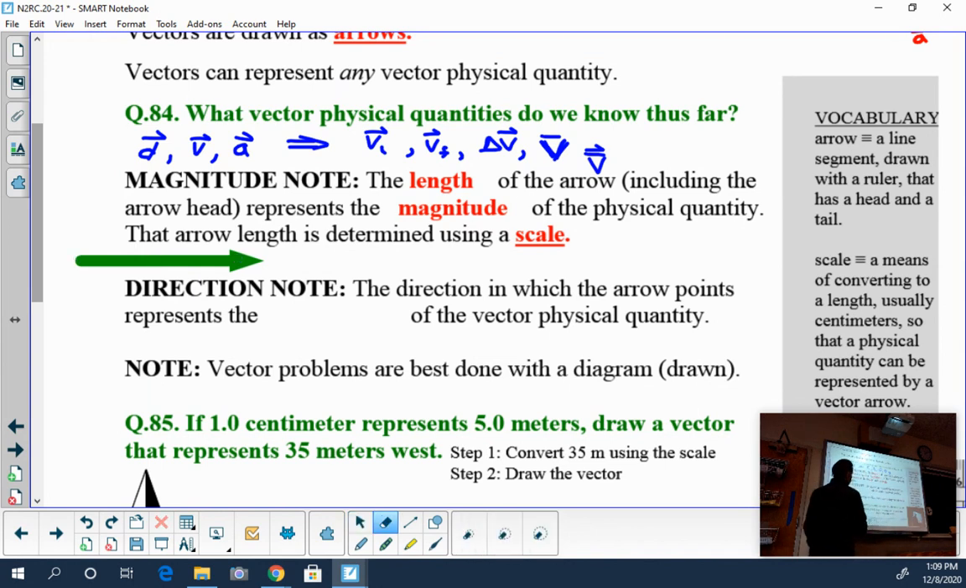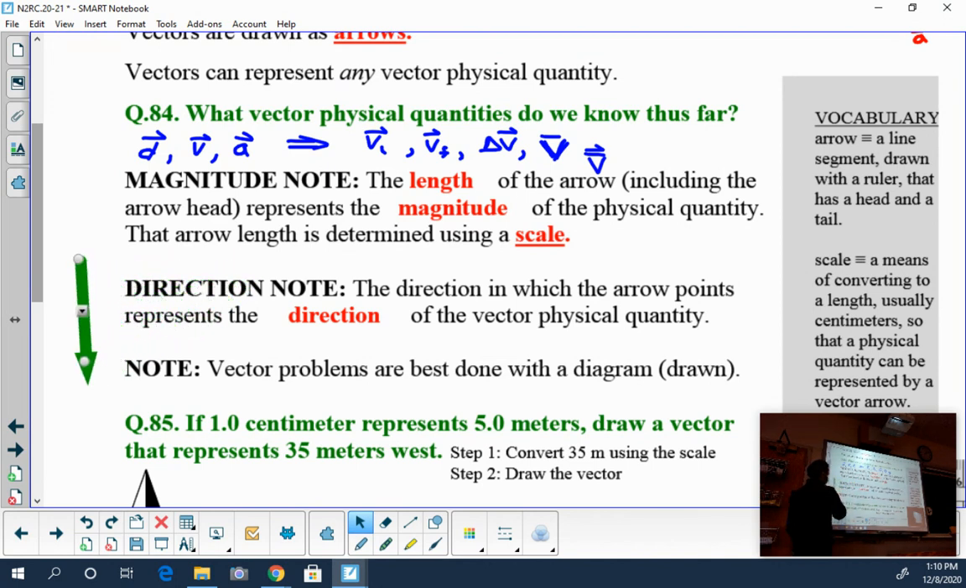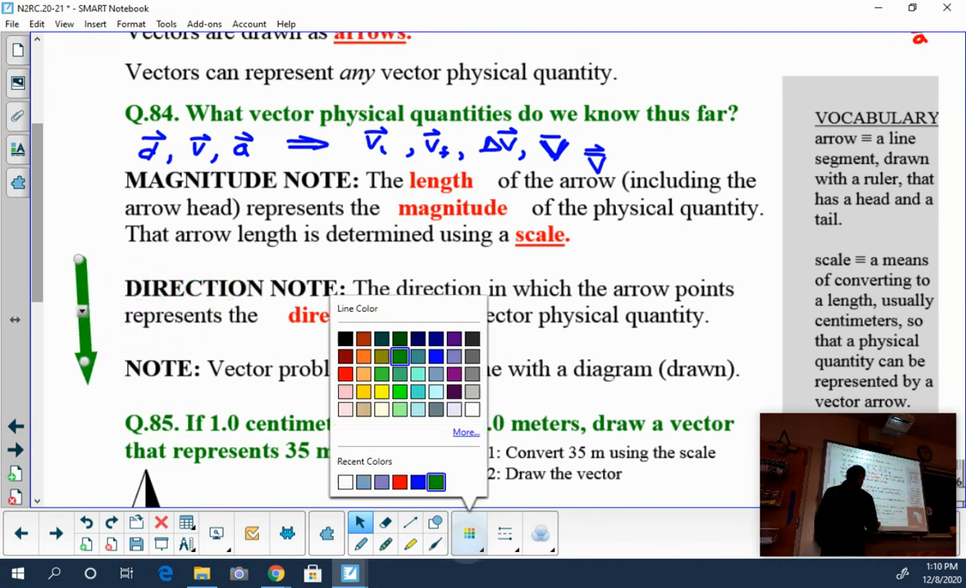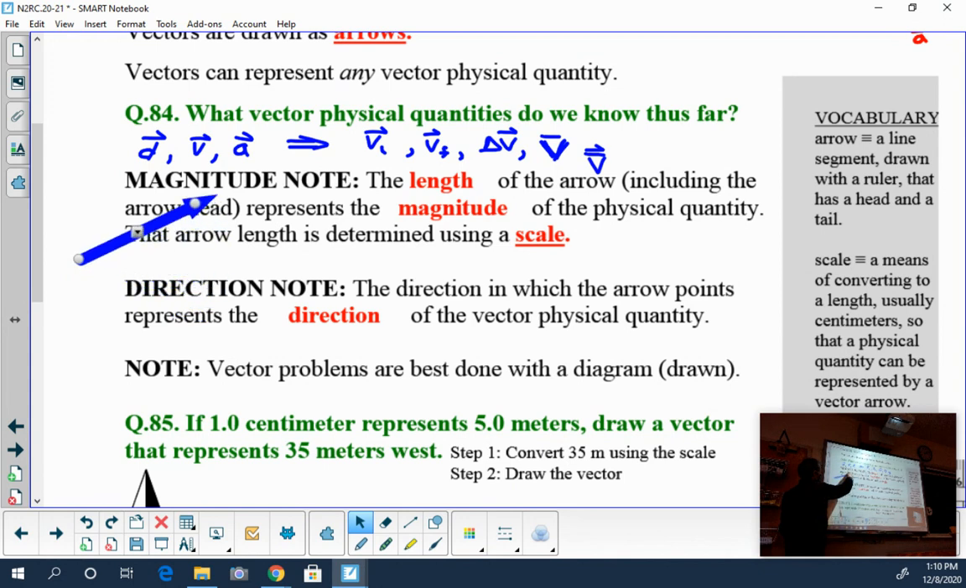Okay. Direction. This is even easier. Which way it points is the way it goes. That's the direction of the physical quantity. So this acceleration is to the right. This acceleration is the same magnitude down. This velocity is down. This velocity is hopefully the same magnitude up. That's all. So best thing to do with vectors is what we're doing right here.